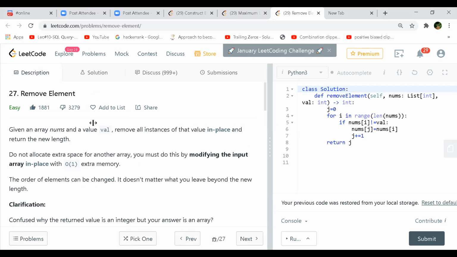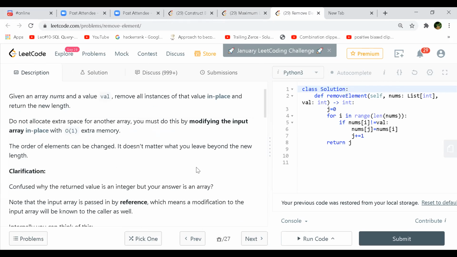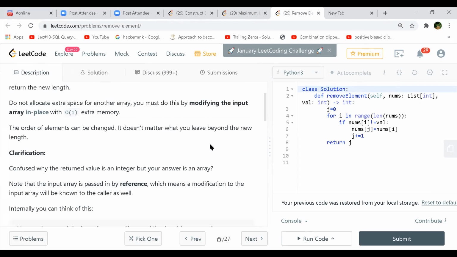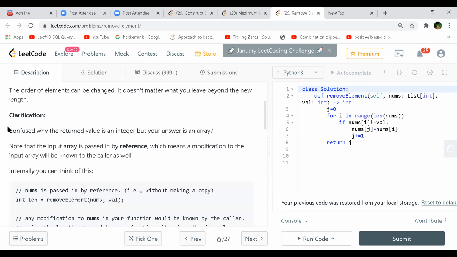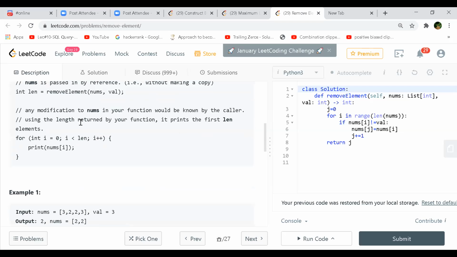So this is remove the element. We are given an array nums and a value, and you have to remove all the instances in place and return the new length. Do not allocate extra space, and try to do it by modifying the input array in place. The order of elements can be changed, and it doesn't matter what you leave beyond the new length. And this is how they are internally evaluating it. The return value is an integer, but your answer is an array. The input array is passed by reference, which means a modification to the input array will be known to the caller as well. So they are explaining their internal process.